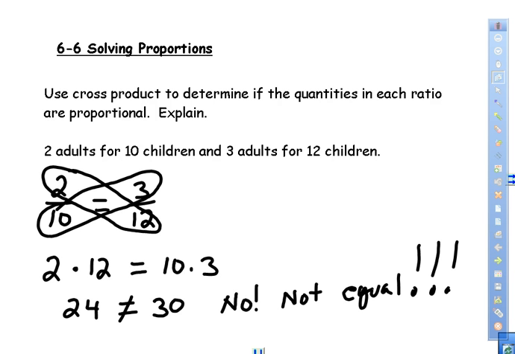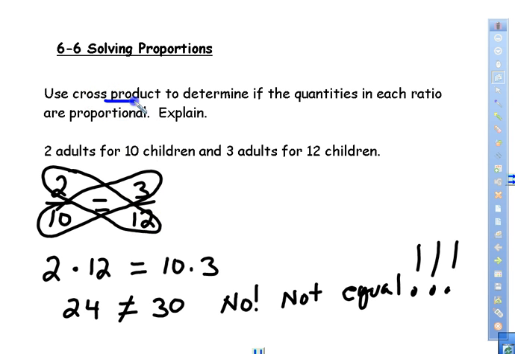All right, it says use cross product to determine if the quantities in each ratio are proportional. Then explain. Well, here's the first ratio that they give you, and that is 2 adults for 10 children, and the 3 adults for 12 children. So again, when you look at this, you will have 2 to 10. That is my first ratio, again, the order that they give it to you. And then 3 adults for 12 children would be 3 over 12.